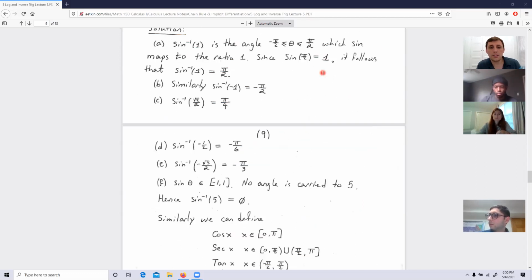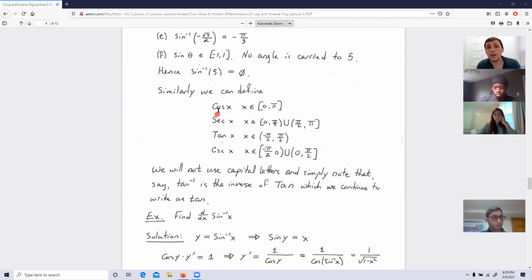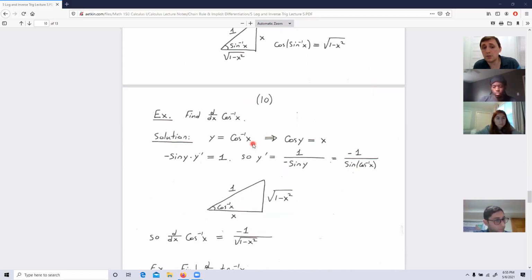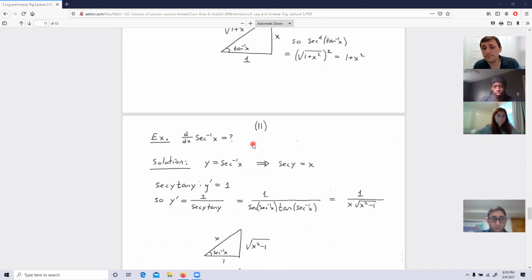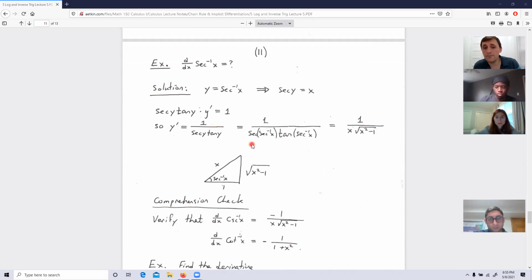Right, guys, so these are the official domains for cosine x when it's restricted to be invertible, secant when it's restricted, tangent and cosecant, and I will not go too long into that. I want to move on.